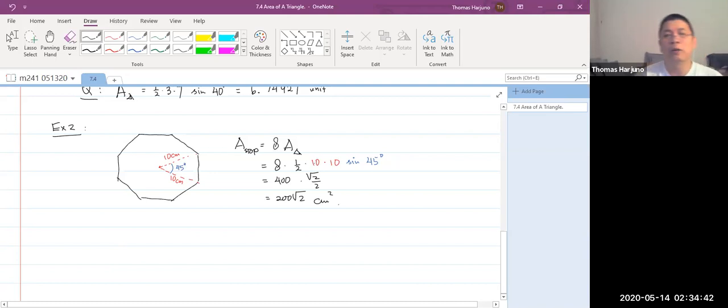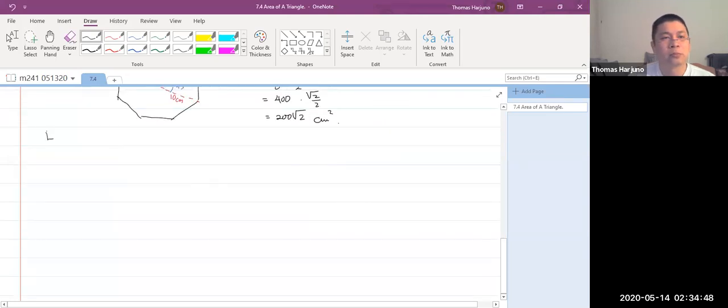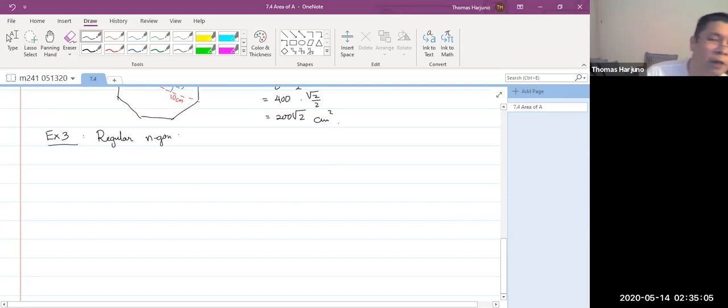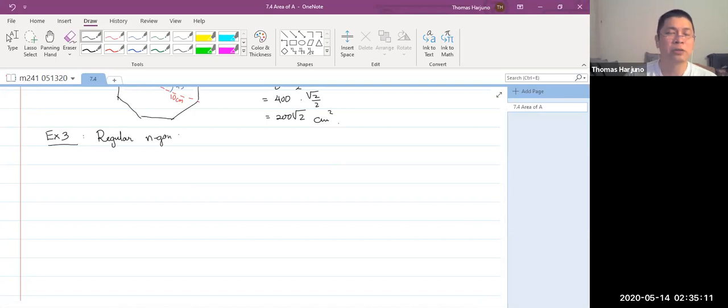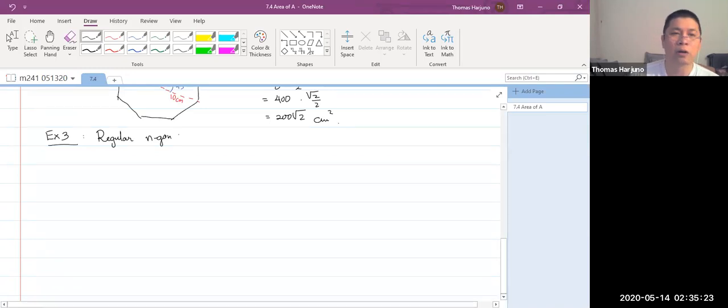In fact, we can actually create a formula for a regular n-gon. So if you have 4 sides, 5 sides, you call that pentagon. If you have 6 sides, you call that, what's that? Hexagon, right? Okay. 8 sides, octagon, 10 sides, decagon, whatever, n-gon.